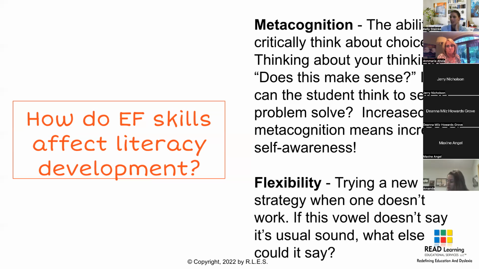Flexibility is another very important skill when it comes to decoding and spelling. If you try one strategy and it doesn't work, you've got to have that critical thinking, flexible thinking to be able to go, okay, well, if A doesn't say A in this word, maybe I should try a schwa sound. And once you try that second sound, boom, you got your word. But if you're not flexible enough to think on the spot, what are my other options? What do I need to try next? You run into a roadblock.